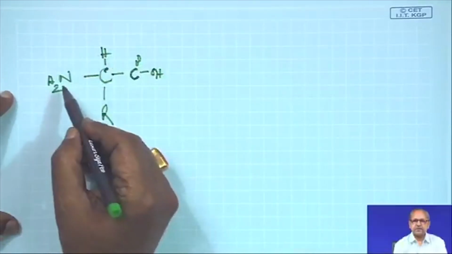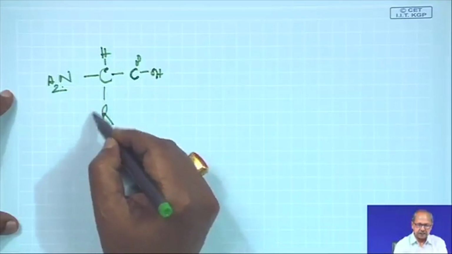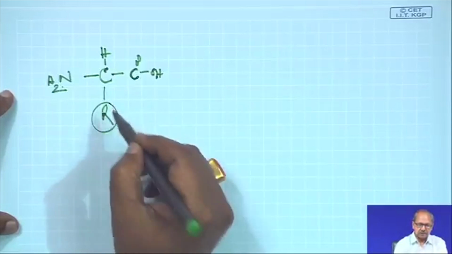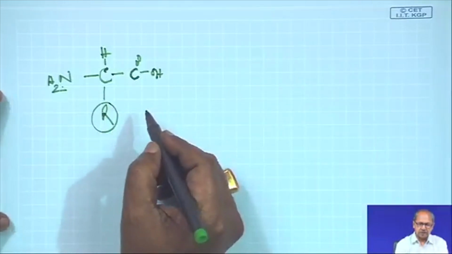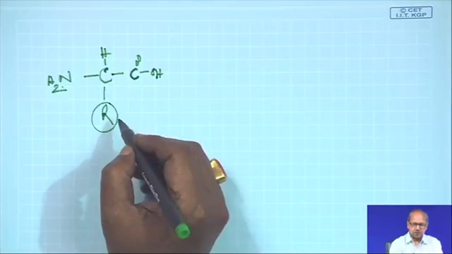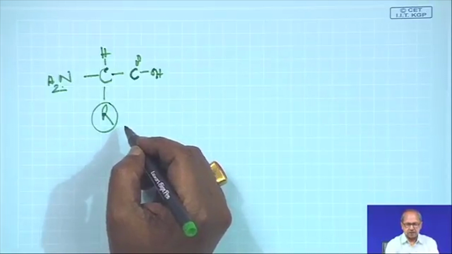It has an NH2 group and a carboxylic group, and this is the side chain R group. Depending upon the nature of the R groups, these amino acids are grouped, and we have 20 proteogenic amino acids. These R groups are hydrophobic, polar, non-polar, anionic and cationic in nature.